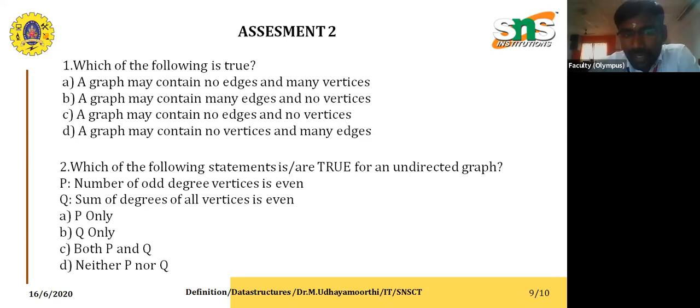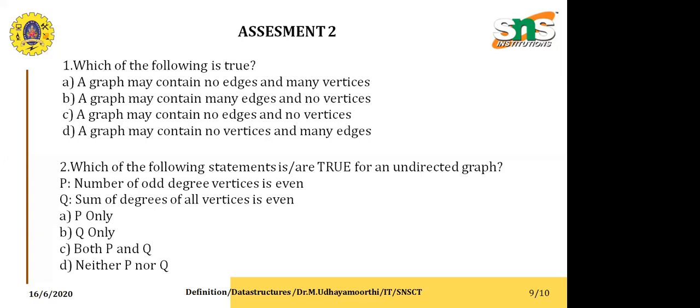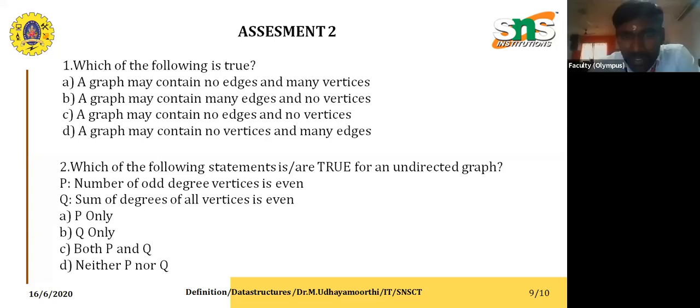A graph may contain many edges and no vertices. It means, for example, if you are having A, B, C like that, so that is called vertices, or nodes. Edges means the connection between A, B, C, the link which is used to connect A, B, C, that is called edges. So based on the first option, a graph may contain no edges and many vertices.